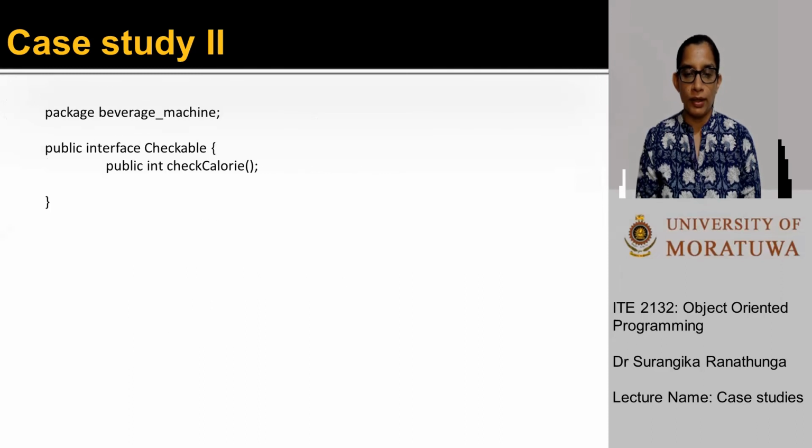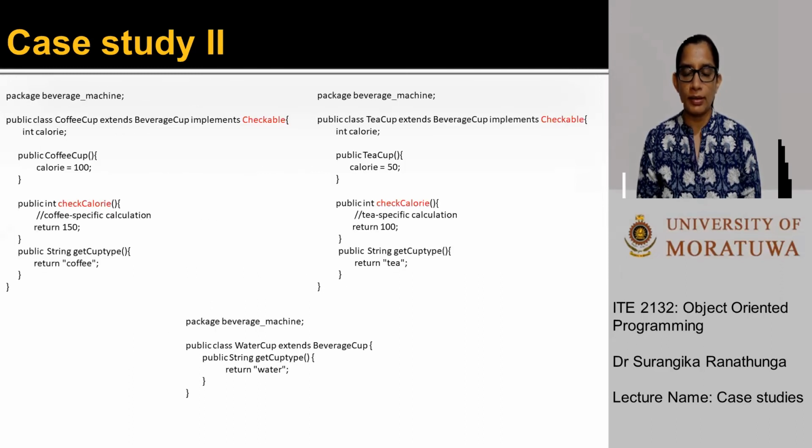Since none of these subclasses are abstract classes, they must implement the get cup type method in their implementation. In addition, the coffee cup and the tea cup must implement the checkable interface, which guarantees the calorie count can be calculated only for these coffee and tea cups. So the check calorie method has to be implemented. That implementation is specific to the corresponding class.